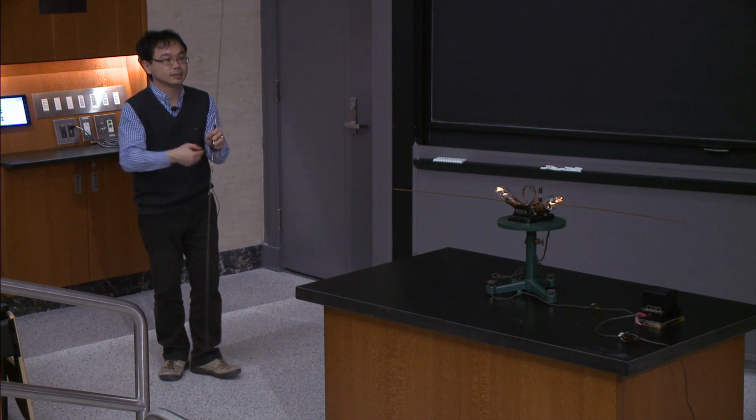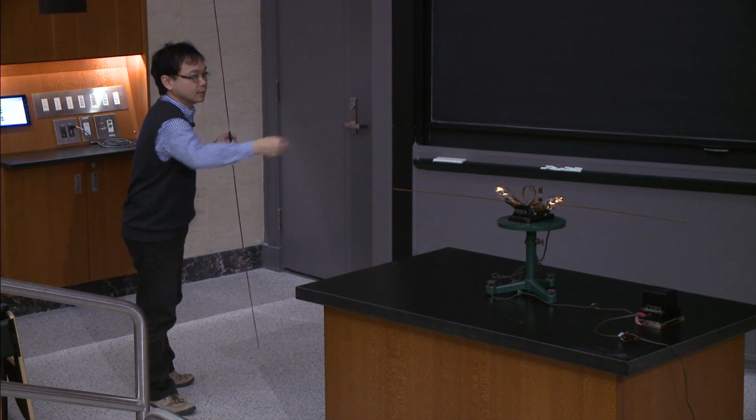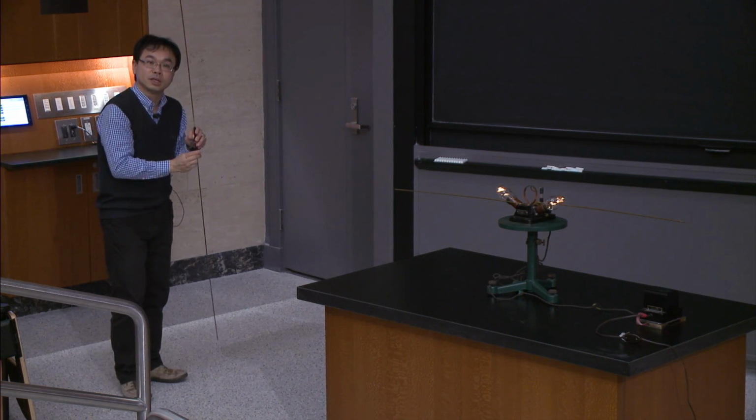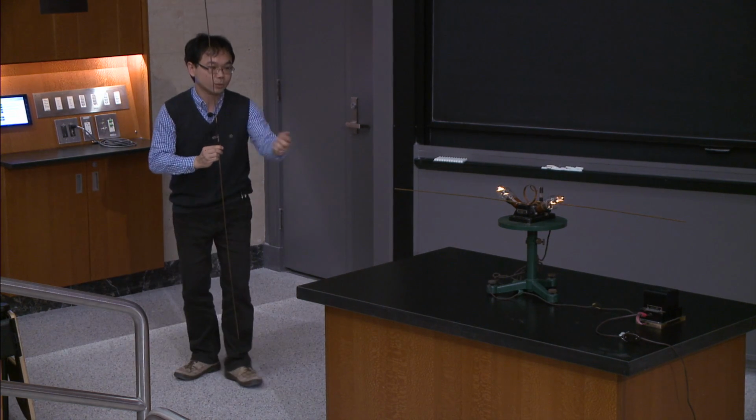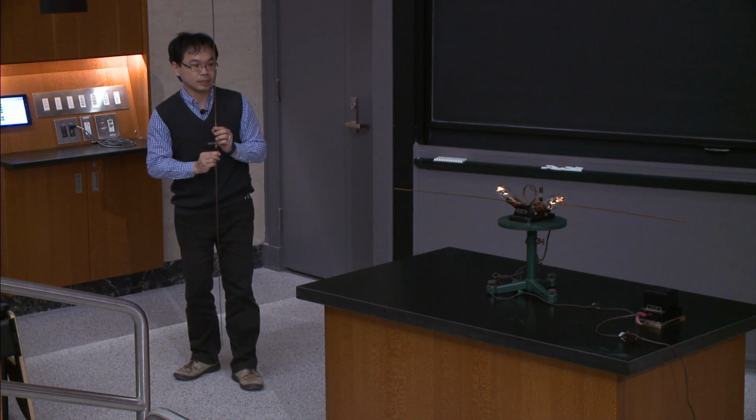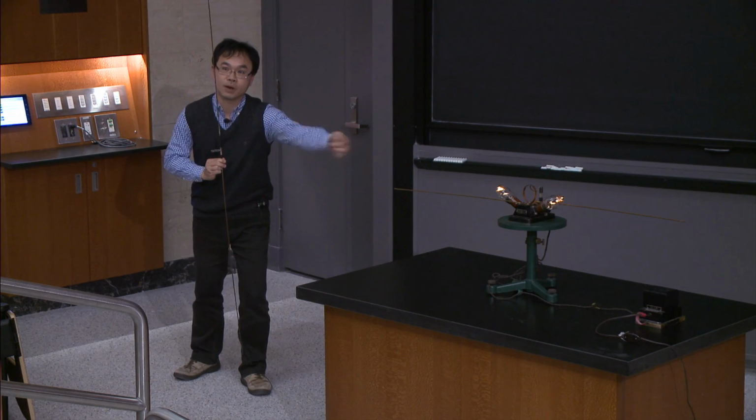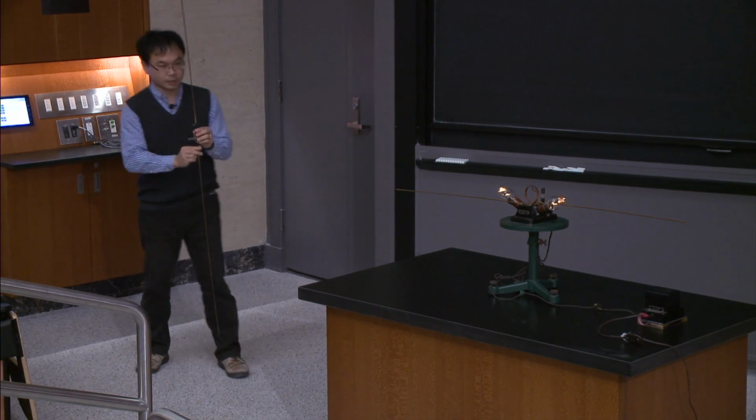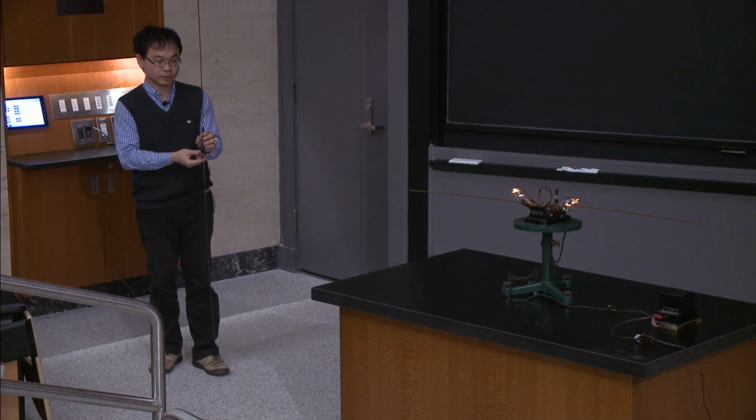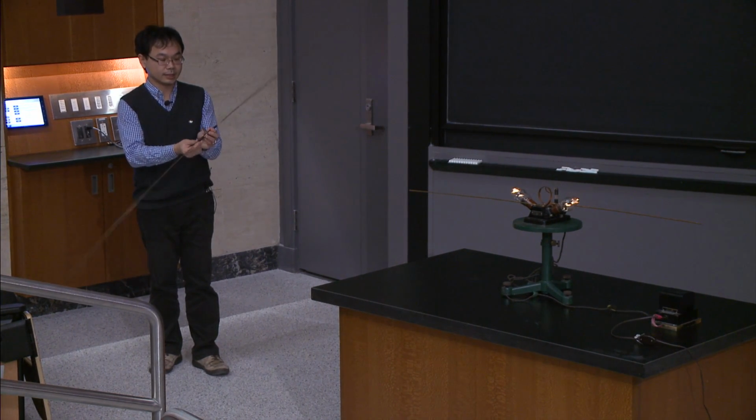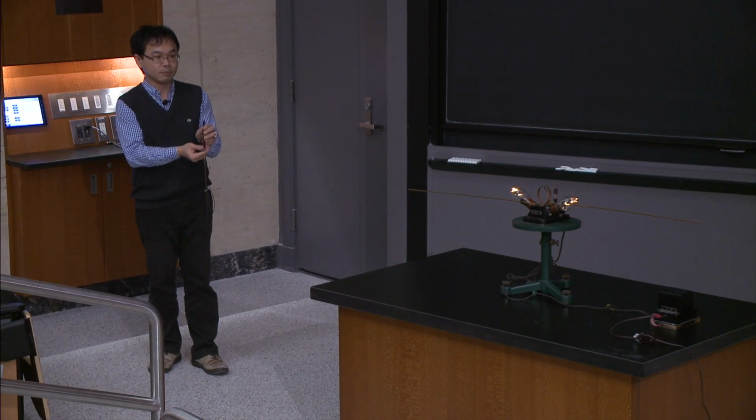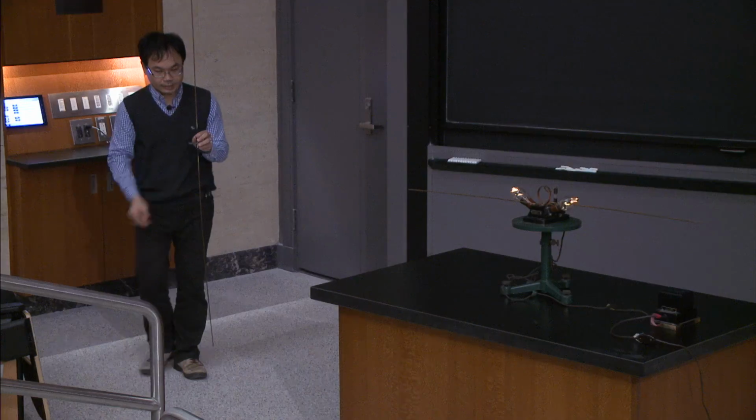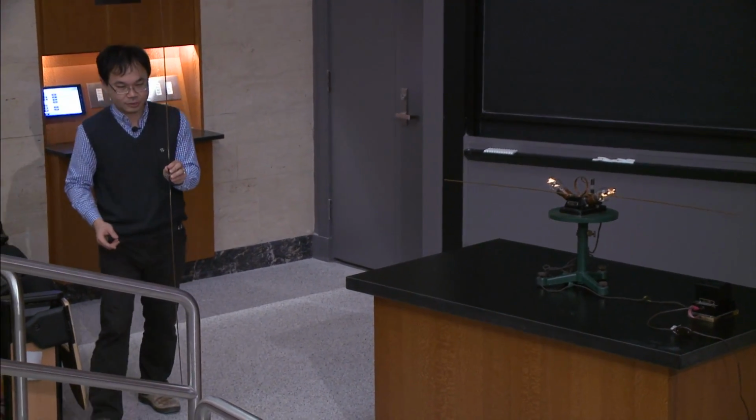That is because the direction of the oscillation is in this direction, and according to our formula, our prediction is that there will be no electromagnetic wave traveling in this direction. And therefore, no matter which angle you try to detect the emitted light, the light bulb will never light up. So that is consistent with our calculation.